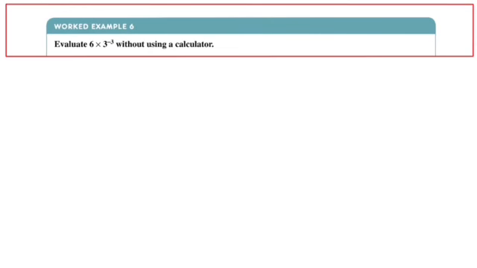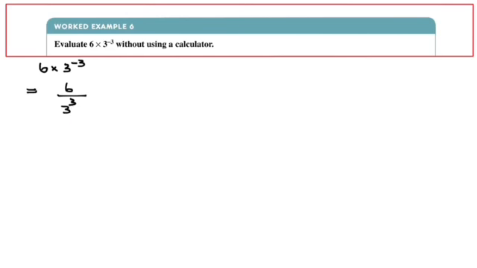Alright, one last example for us, and then we can finish up. We've got to evaluate 6 times 3 to the minus 3 without using a calculator. Well, no problem for us, guys. So 6 times 3 to the minus 3. Alright, why don't we just get this little beastie down to the denominator as 3 to the plus 3, and then see what we're dealing with here. Alright, so 6 over 3 times 3 times 3.